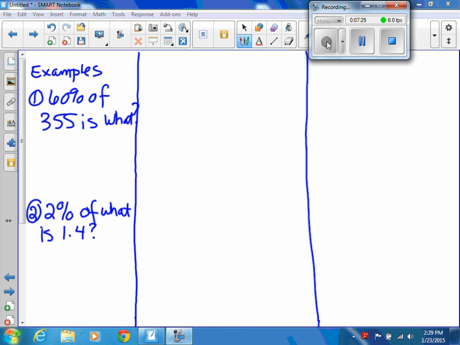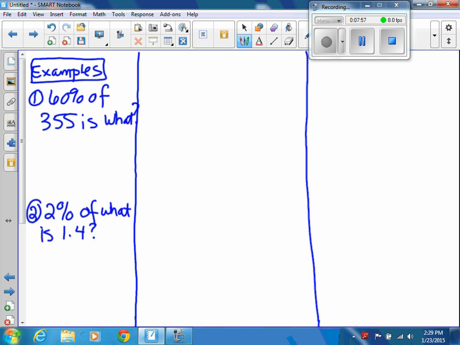Okay, we have a couple of examples here, so let's work these out. And I'm going to actually show you 2 different ways to show each of these. I showed you the percent proportion, that is is over of equals percent over 100, and we're going to stick with doing that. But I'm also going to show you another way to do it that some people find just easier, not easier per se, but everybody likes different ways to do things, as we've already talked about. So we have here 60% of 355 is what?